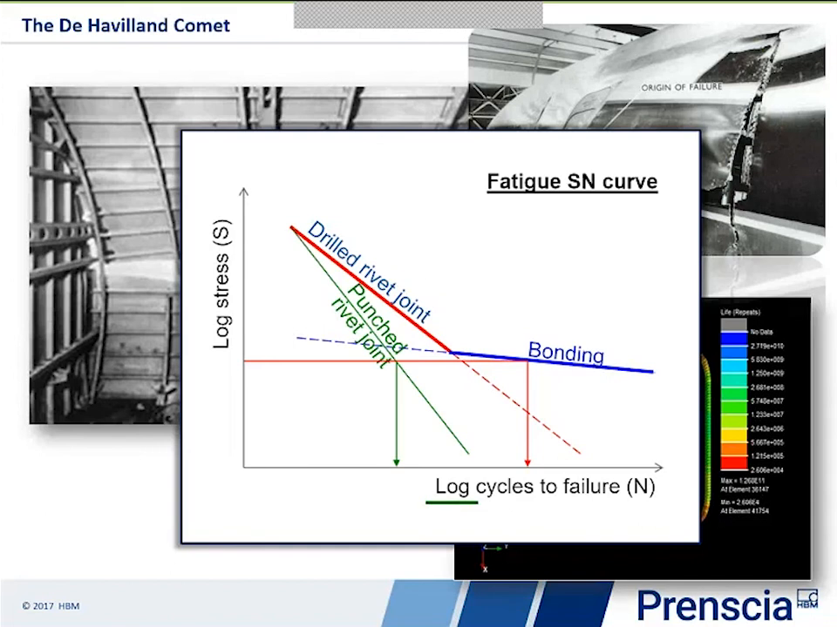But the real production aircraft used punched rivet joints with no bonding. Now, a punched rivet isn't as good as a drilled rivet, because in punching we create a lot of anomalies and flaws around the hole, and they create starter cracks for fatigue cracks to initiate. Whereas if we drill them, we end up with a nice smooth finish. So the punched rivets aren't as good as the drilled rivets, and the fact there was no bonding meant that the real fatigue life was orders of magnitude lower than the original design called for.